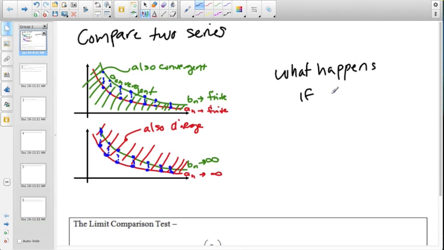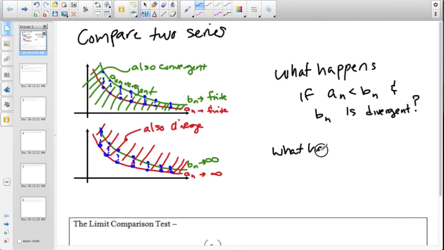And so if we look at this, we say, well, what happens if A sub n is smaller than B sub n and B sub n is divergent? Or what happens in this situation if A sub n is smaller than B sub n and A sub n is convergent?